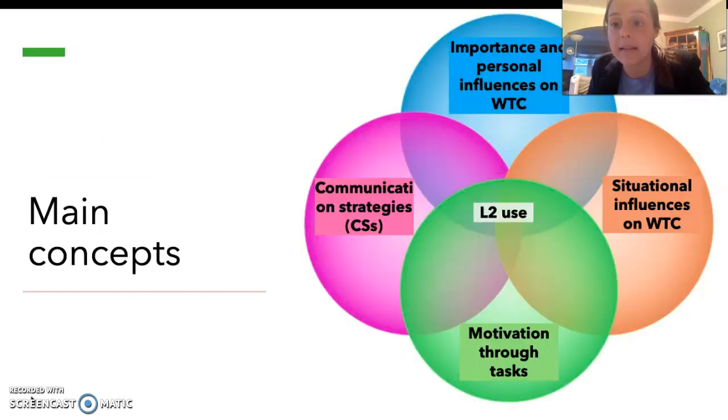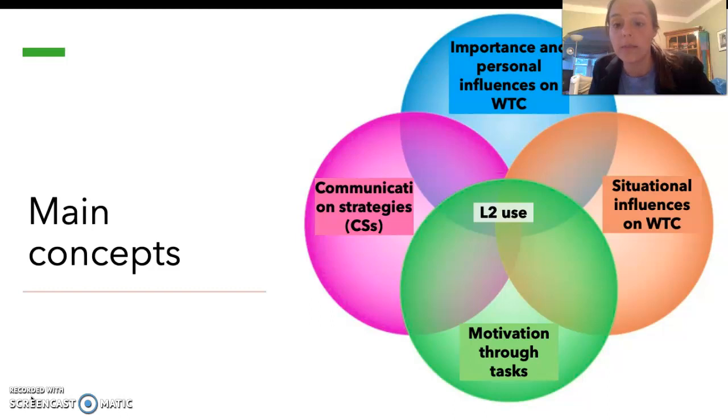There are 4 main concepts that I considered while doing my proposal. The first is in blue, and it's the importance and personal influences on willingness to communicate. The second is the situational influences on willingness to communicate, which you will see abbreviated as WTC. The third is in green, and it's the motivation through tasks. And the fourth is communication strategies. And all of these factors influence a student's L2 use.